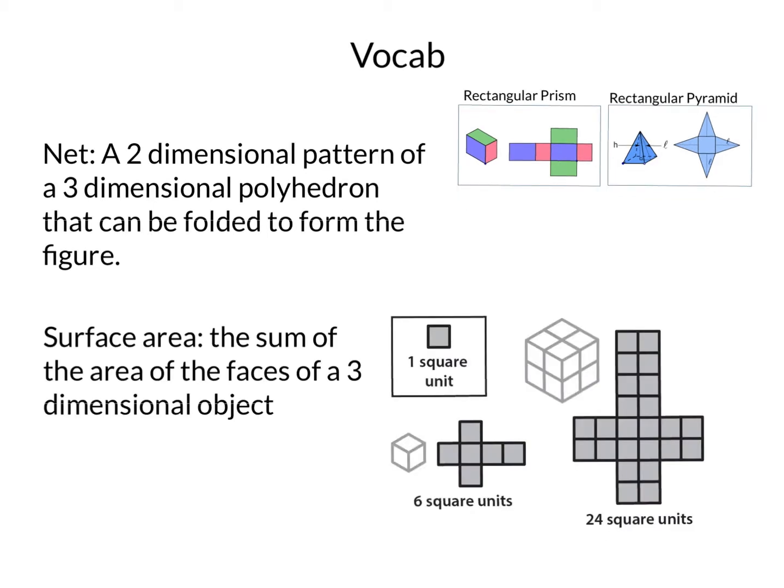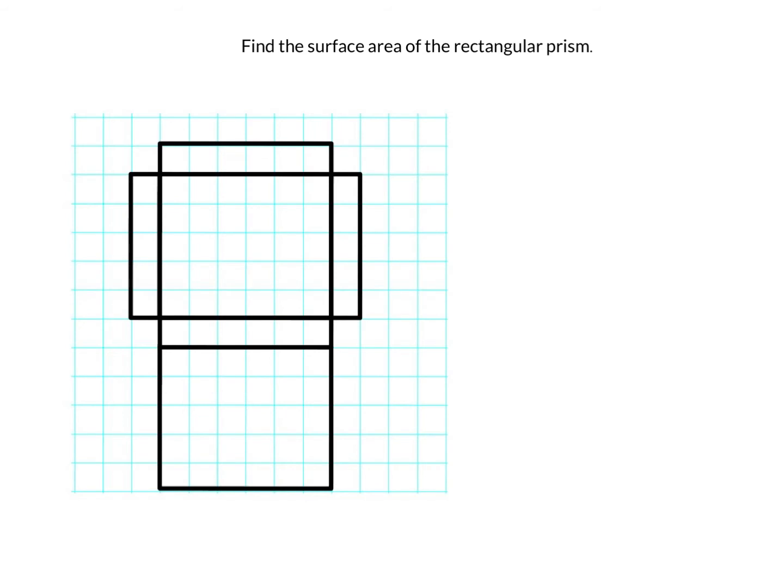Our next word is surface area, which is the sum of the area of the faces of a three-dimensional object. In our example, we have a net of a cube, and what we're going to do is find the area of each face of the cube and add it all together, and that is going to be the surface area. For our first problem, we're going to find the surface area of the rectangular prism.